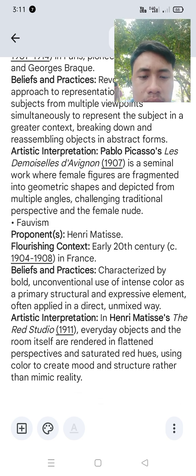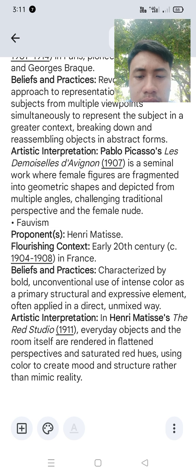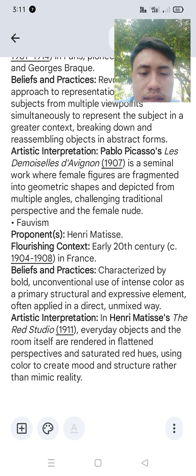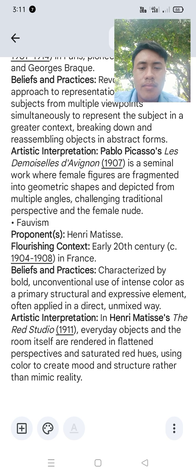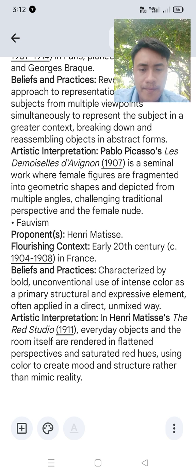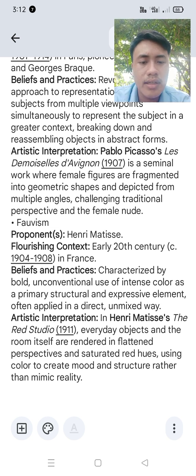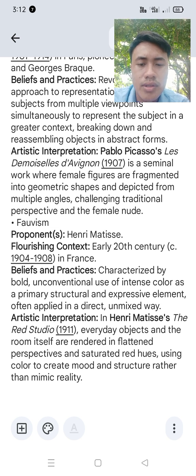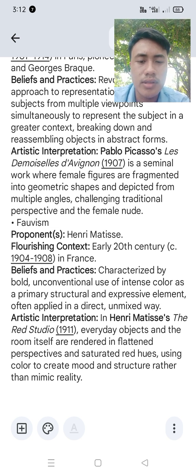In Henri Matisse's The Red Studio, 1911, everyday objects and the room itself are rendered in flattened perspectives and saturated red hues, using color to create mood and structure rather than mimic reality.